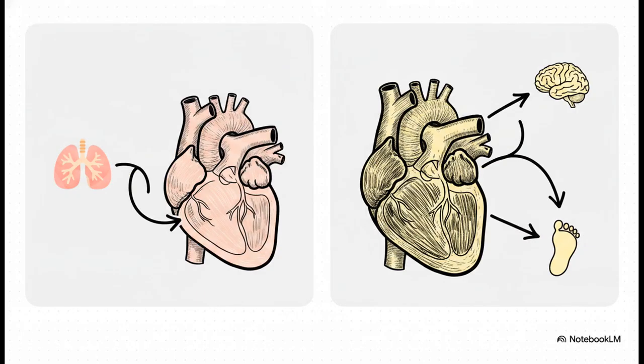Okay, so here is a huge structure-function takeaway. There is an immense difference in muscle mass between the two ventricles. Think about it. The right ventricle only has to push blood into a low-resistance circuit right next door to the lungs. But the left ventricle has to be far more muscular because it's overcoming massive systemic resistance to pump blood all the way up to your brain and all the way down to your toes.